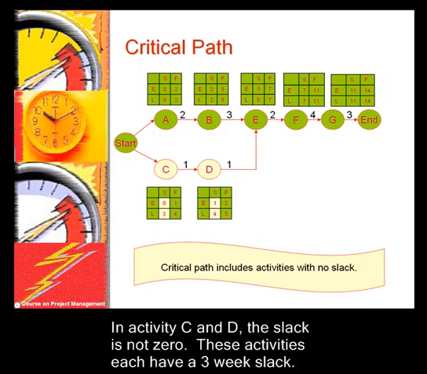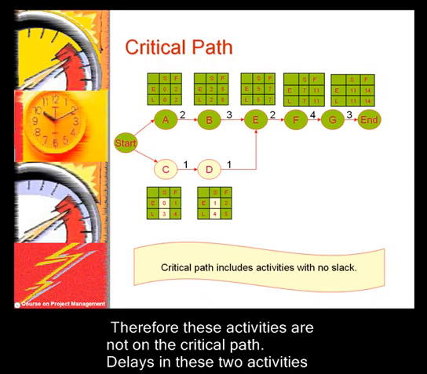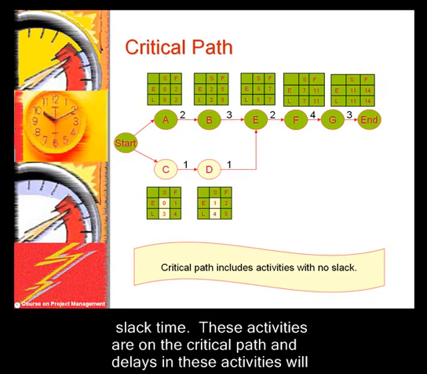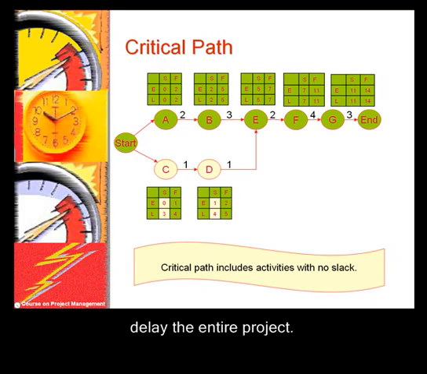In activities C and D, the slack is not 0. These activities each have a 3-week slack. Therefore, these activities are not on the critical path. Delays in these two activities of up to 3 weeks will not delay the entire project, but the activities in green have no slack time. These activities are on the critical path and delays in these activities will delay the entire project.